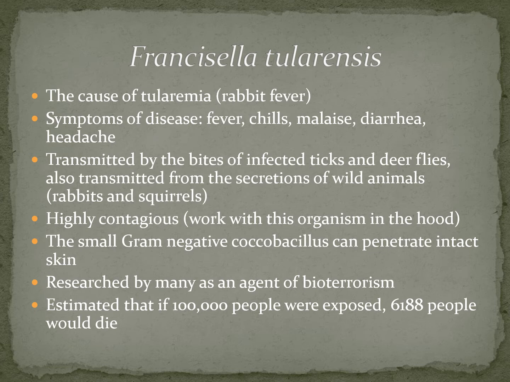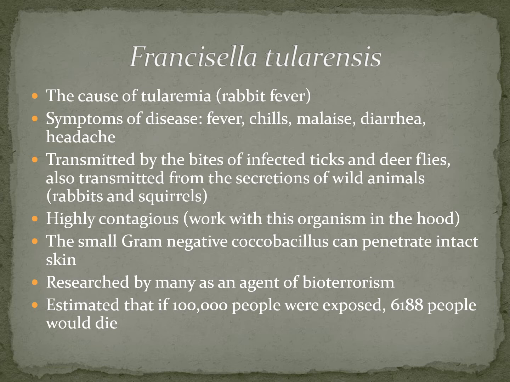It is transmitted by the bite of infected ticks and deer flies, and is also transmitted from the secretions of wild animals such as rabbits and squirrels, deer, raccoons, and miscellaneous other rodents. Okay? Ticks and fleas that bite an infected animal and then hop on us are what transmit Francisella tularensis to us, or by inhaling the secretions of an infected animal. It is highly contagious, and we do always want to work with this organism in the biological safety cabinet. It only takes about 10 to 50 organisms to lead to disease.